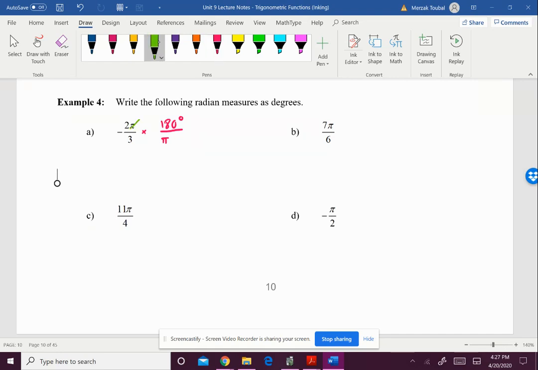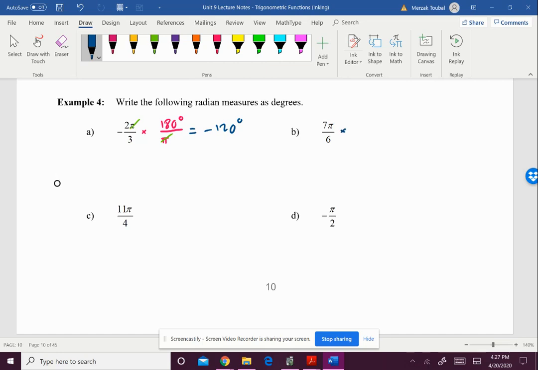Looks like pi cancels with pi, and then what do we have left? We have 180 times negative 2 divided by 3. So 180 divided by 3, that's 60. 60 times 2 is 120, so negative 120 degrees.